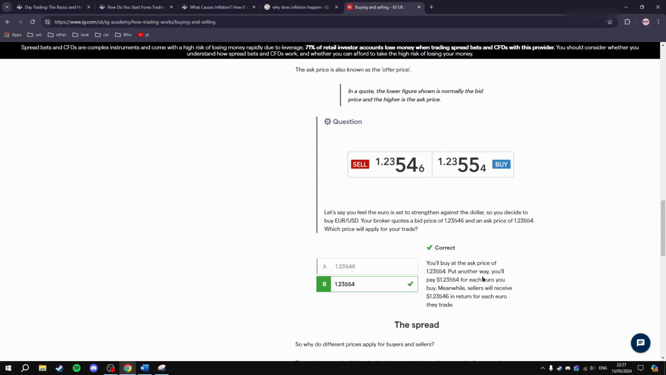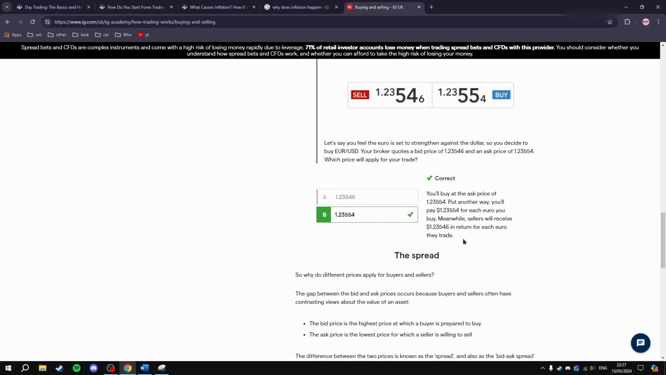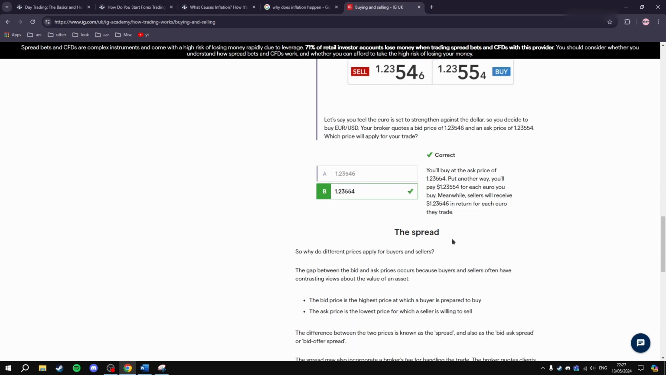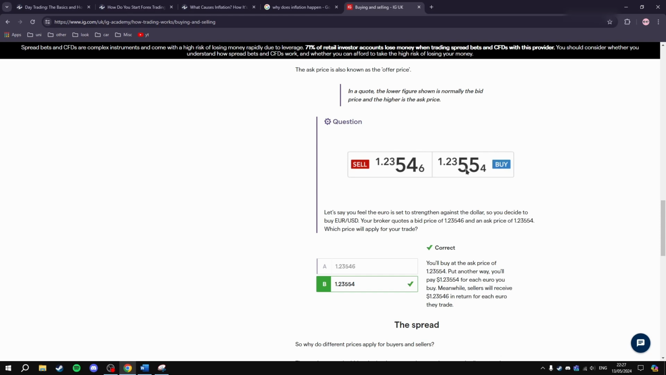Put another way, you pay $1.23554 for each euro you buy. Meanwhile, sellers receive 1.23546 in return for each euro they sell. So you'll always be selling lower than you're buying. Otherwise, if it's the other way around, you're going to have an infinite money glitch. So, can't do that.